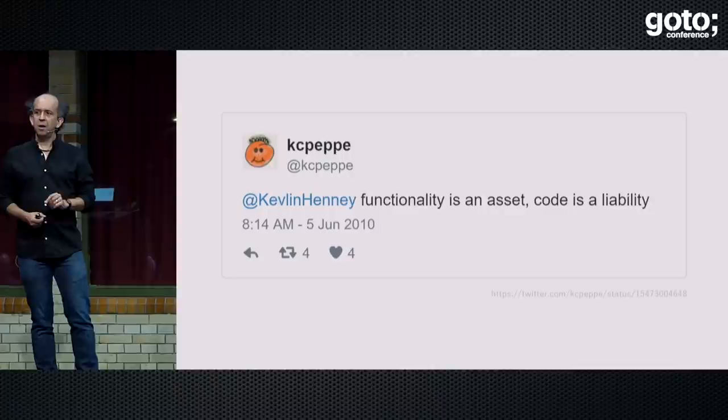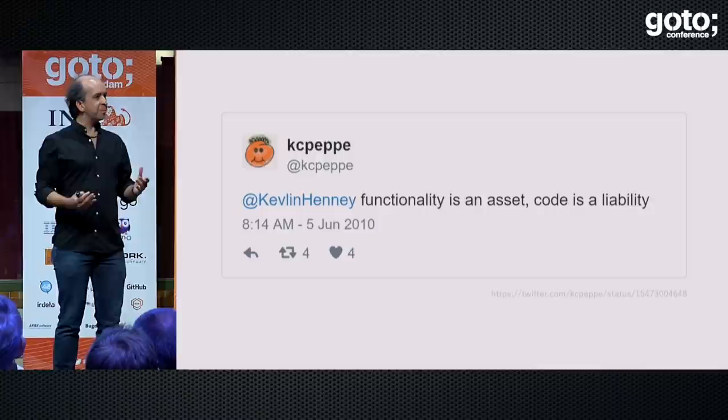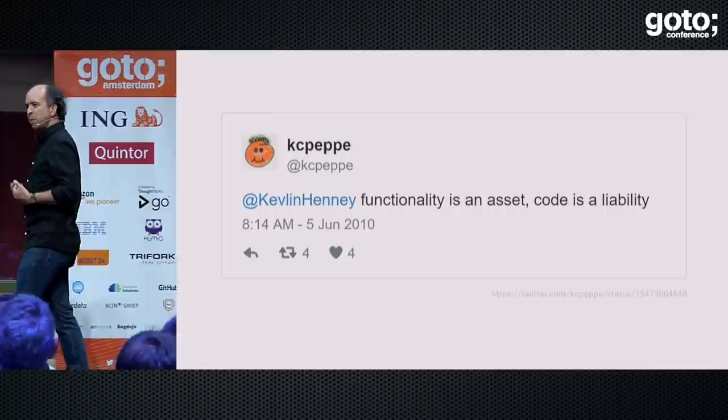But why is the code the liability? Well, I want you to imagine a change to the current system you're working on. Okay, done, good, that was easy. What is preventing you from doing it? What is the friction that prevents you from applying a change? It turns out it's the code.